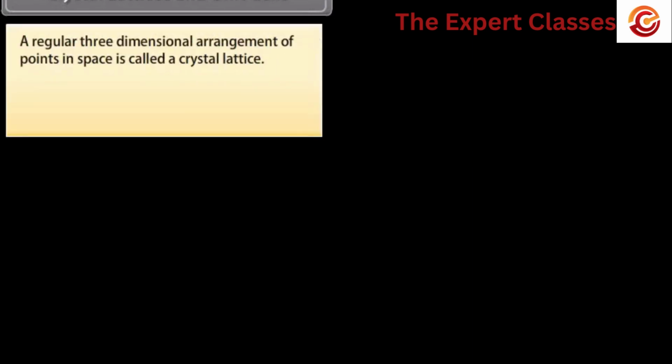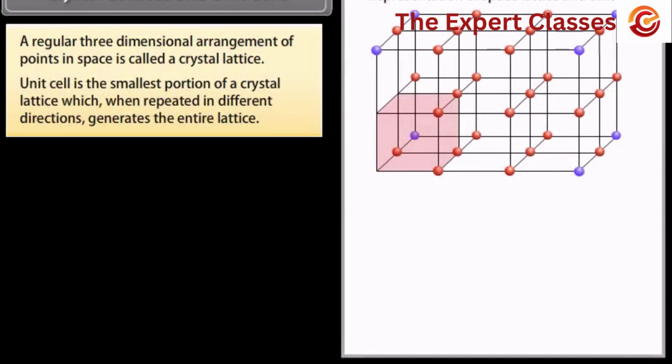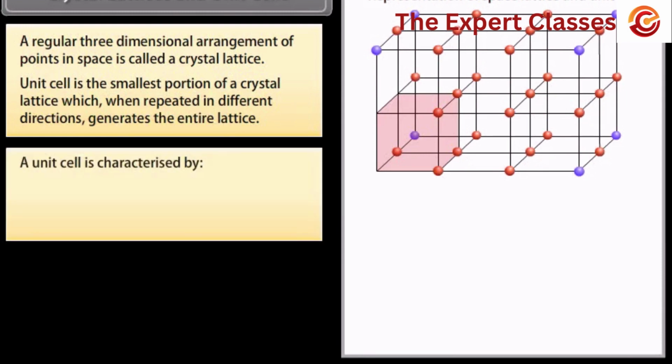Crystal lattices and unit cells. A regular 3-dimensional arrangement of points in space is called a crystal lattice. A unit cell is the smallest portion of a crystal lattice, which, when repeated in different directions, generates the entire lattice. A unit cell is characterized by 1.